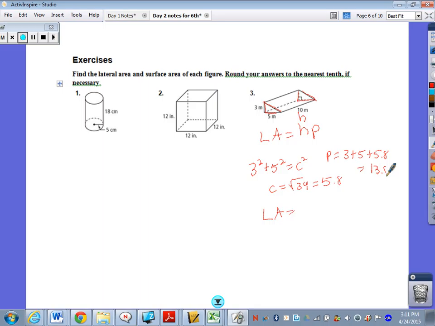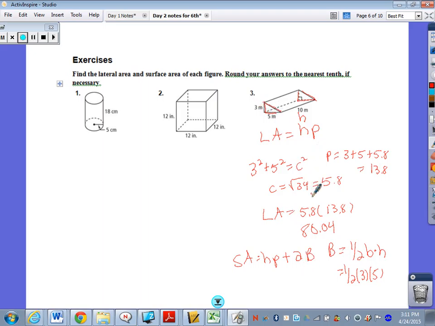That's my perimeter. And then I'm going to do my height, 5.8 times my perimeter, which is 13.8. And that gives me 80.04. And then for surface area, I have to use HP plus 2 capital B. HP we already found. To get B, I have to do the area of the base, the area of a triangle, which is 1/2 base times height. So 1/2, the base is 3, the height is 5, or the base is 5, the height is 3, because they make a right triangle.